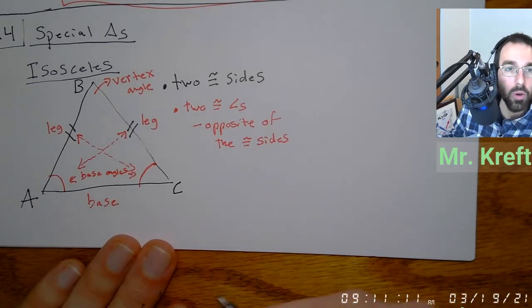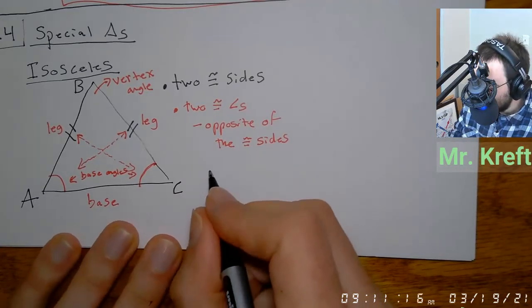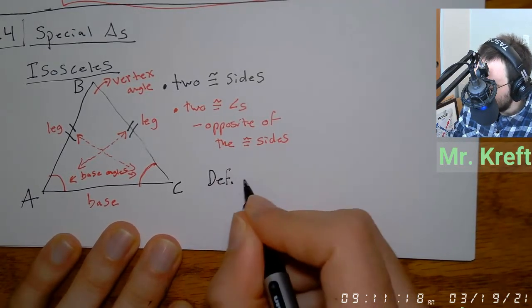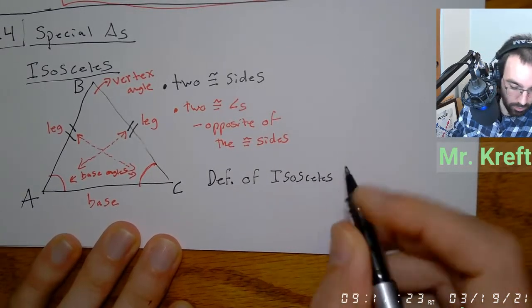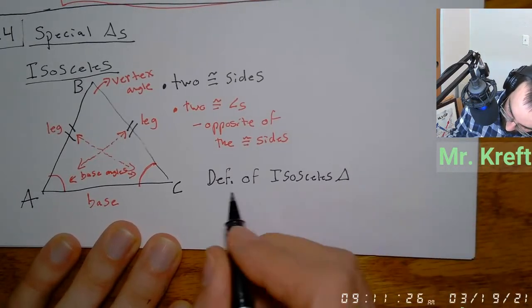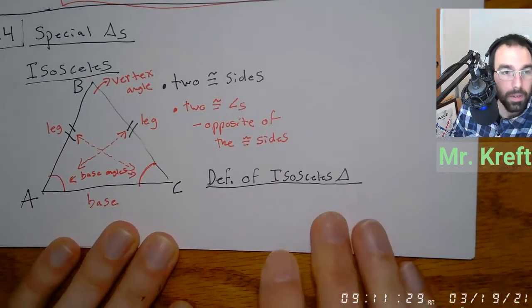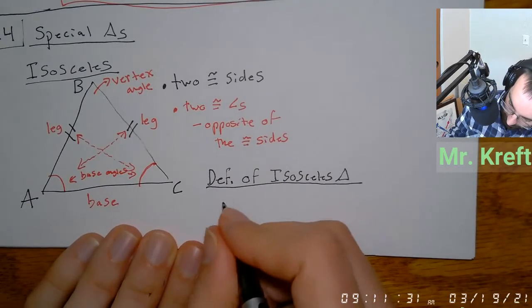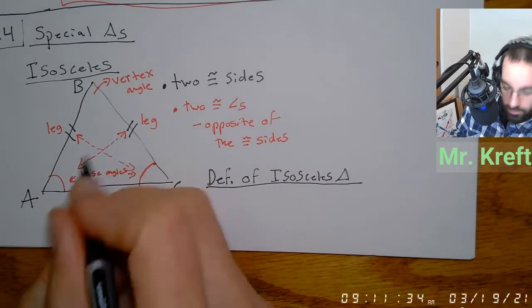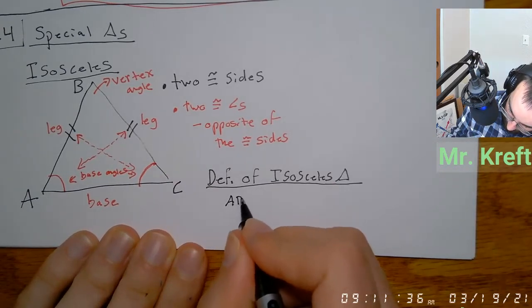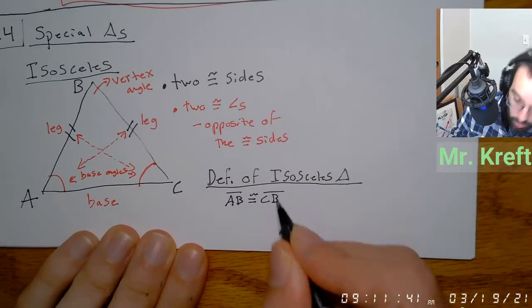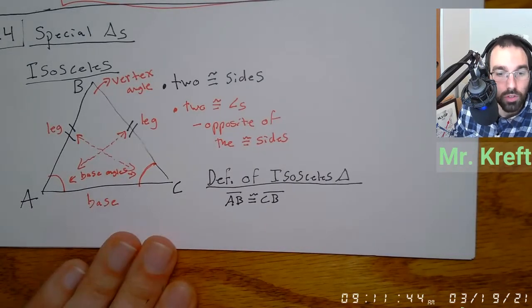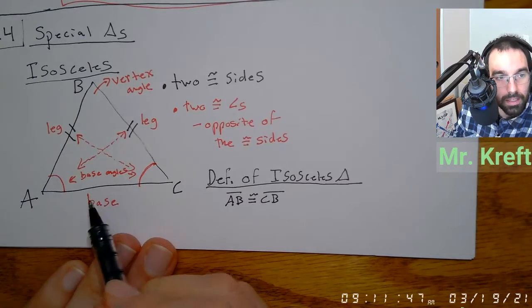In doing that, we want to know how we are going to use isosceles triangles to help prove triangles congruent. We're going to be using that by saying the definition of isosceles triangles. What this says is that I'm going to have two congruent legs, so segment AB is congruent to segment CB. By definition of isosceles, those two sides have to be congruent, because they're not the base.